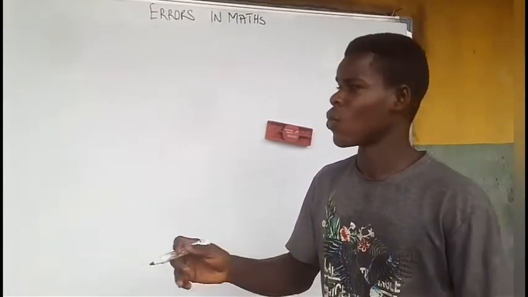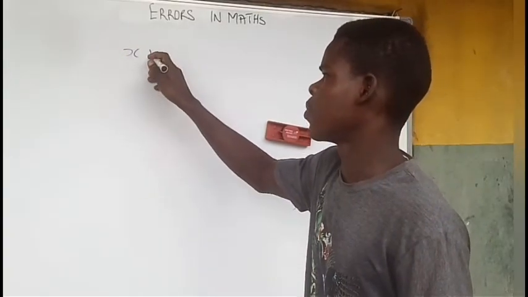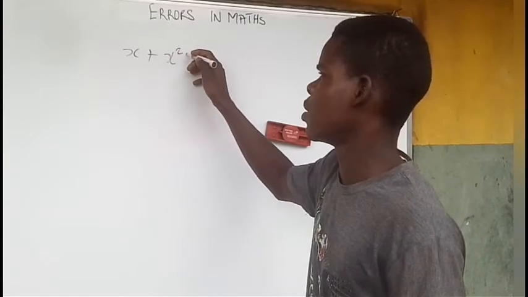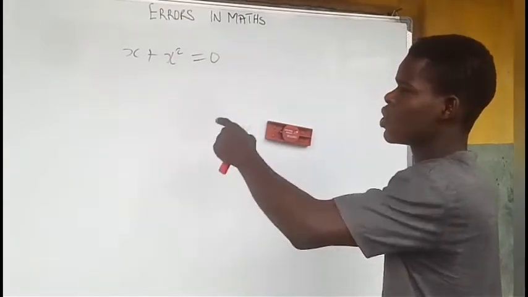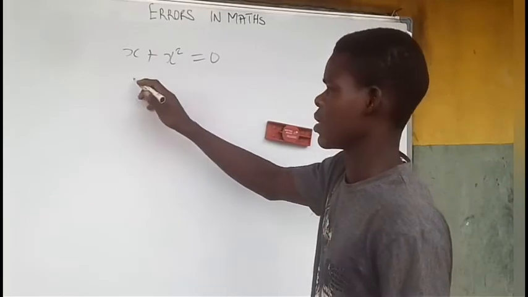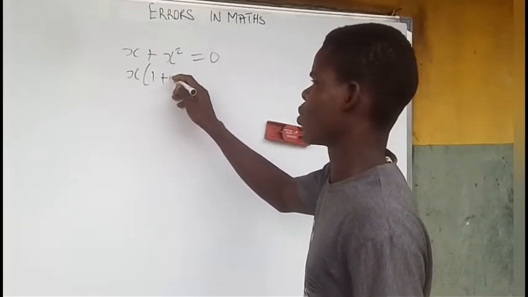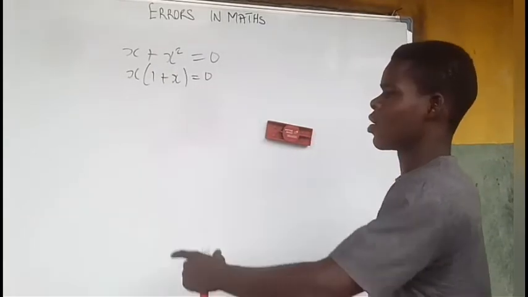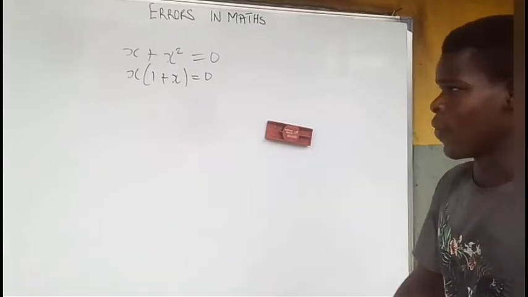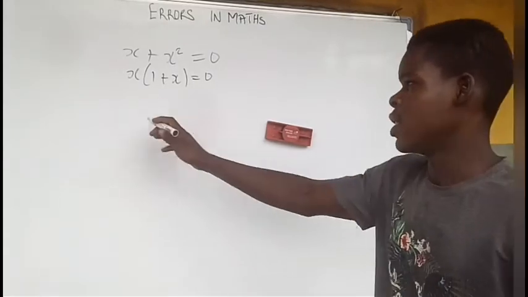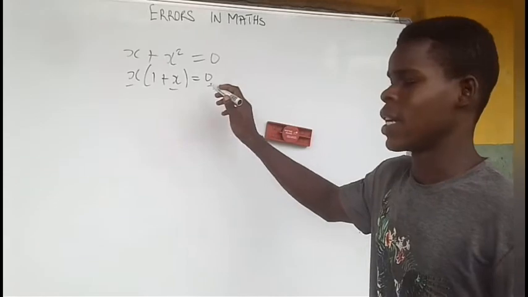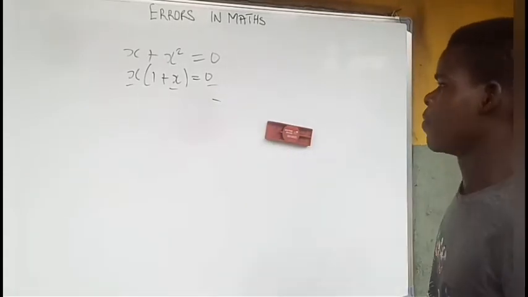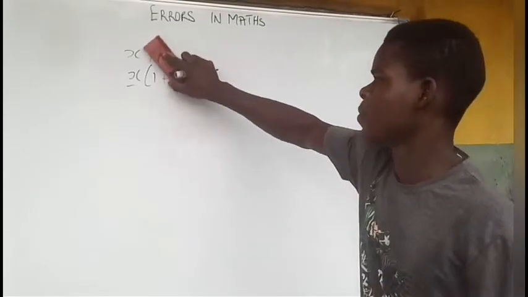But if it is in terms of an equation, for example, you have x plus x squared equal to 0, the thing you do here is to factorize. I'm just using this as an example. You factorize, you will have x times 1 plus x equal to 0. So you can also solve for values of x, because there will be two values of x. In this case, x will be 0 or x will be negative 1. Okay. All right.